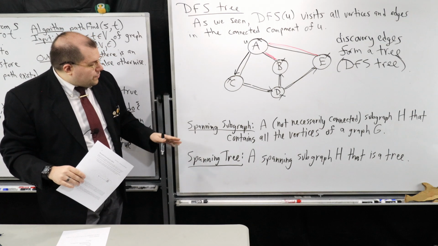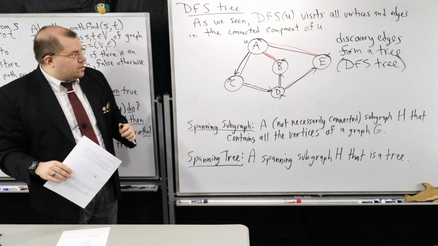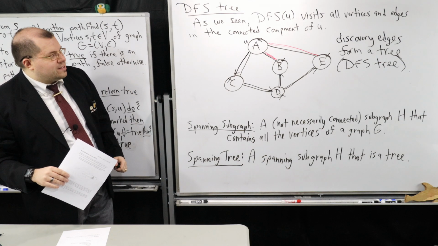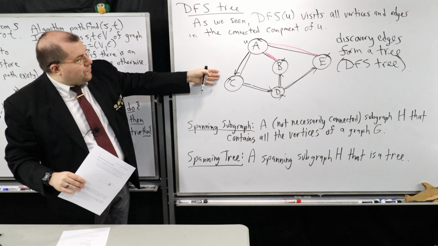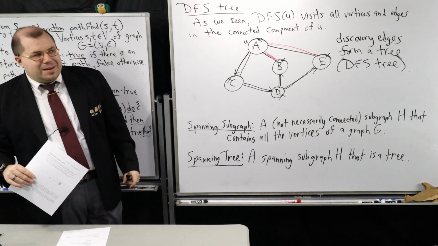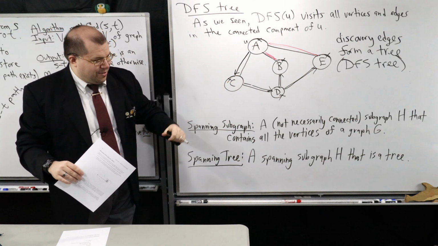is a subgraph that contains all the vertices in the graph G. So it's just some subgraph H that contains all the vertices. So for example, you could say that the DFS tree in this case is a spanning subgraph because it has every single vertex in the graph in it.